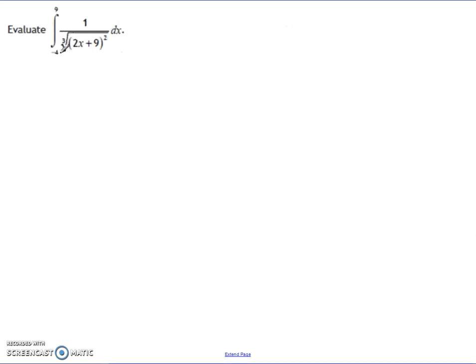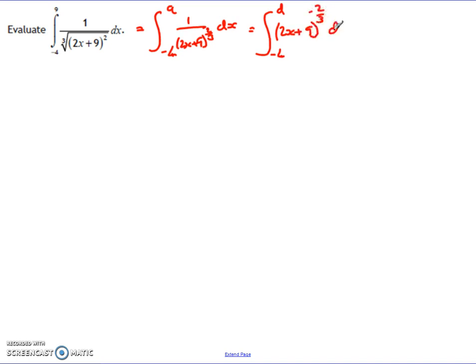So the first one, evaluate the integral from -4 to 9 of 1 over cube root of 2x plus 9 squared dx. Well, the first thing we have to do is write it in a form we can integrate. So we take an integral from -4 to 9, change this into a power, 1 over 2x plus 9 to the 2/3 dx. We then have to bring it up, so make the power negative, and we get the integral from -4 to 9 of 2x plus 9 to the power -2/3 dx.